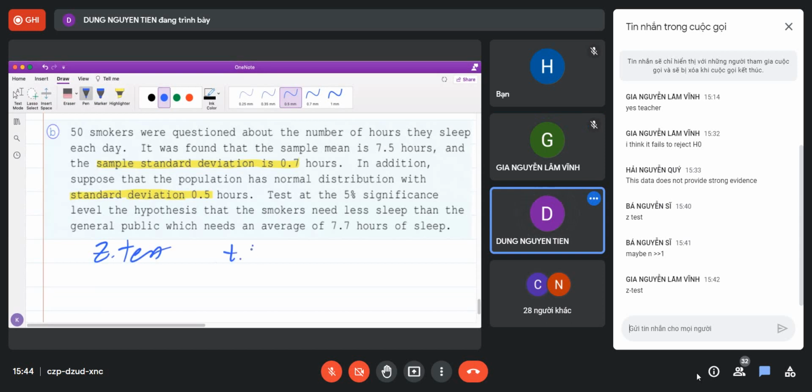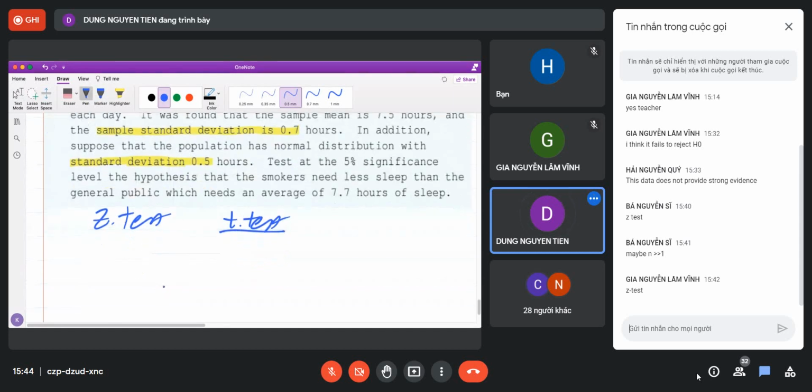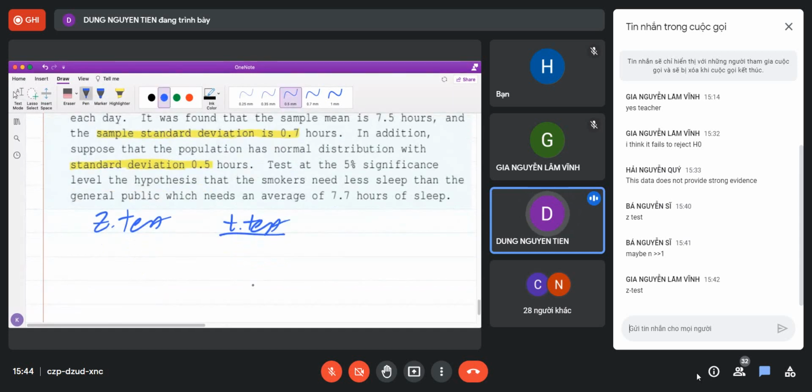You can use z-test, of course, because you know the population standard deviation. You can also use t-test because with the sample standard deviation and the assumption of normality, you can use t-test. Correct? Both of them are exact tests. So which one should I use in this case? If you have two available tests, which one should I use? If you have two options, what is the better option?